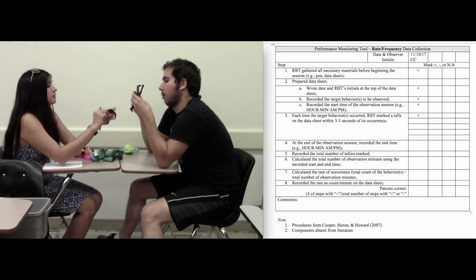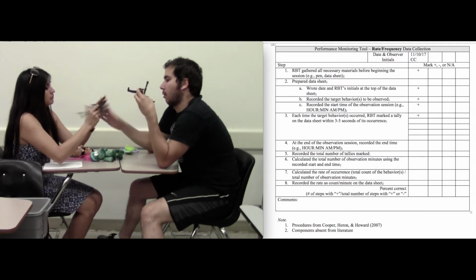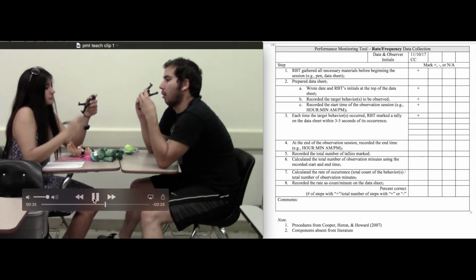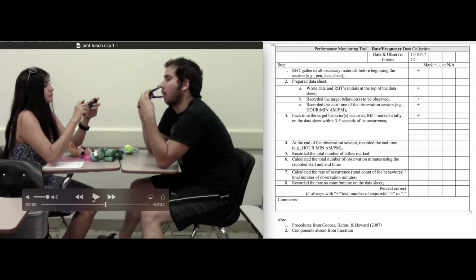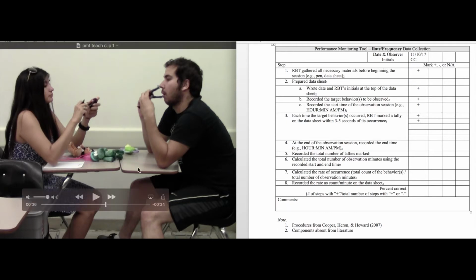Ooh, it's spinning. Looking good so far. There, did you see it? Once again, he hit her hand. She immediately turned to her datasheet and made a note. So again, she gets a plus. Let's keep watching.